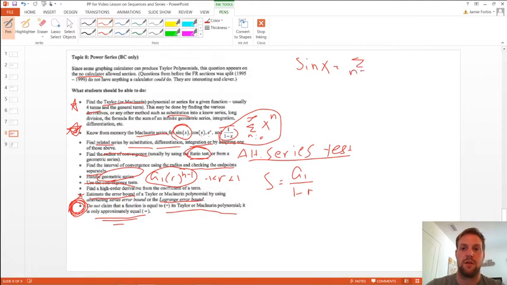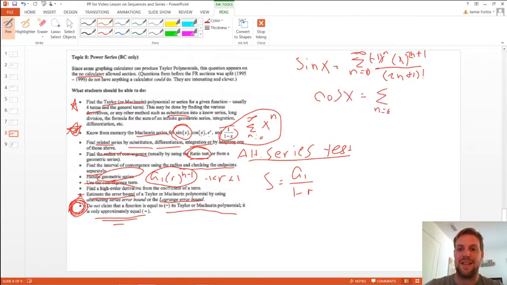So summation n equals 0, sorry, to infinity. And remember, sine's the odd function, so that's going to be negative 1 to the n, and then times x to the 2n plus 1 over 2n plus 1 factorial. Cosine of x is the same thing, but it's an even one, so remember that we get all the even power terms. So in order to do that, it's going to be x to the 2n over 2n factorial.